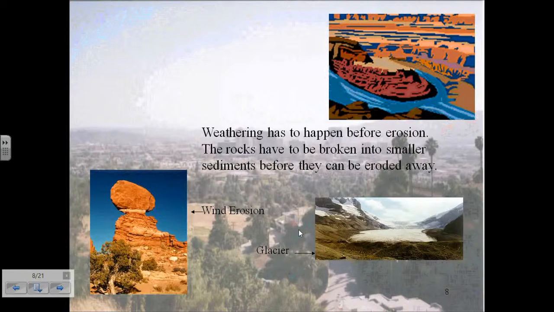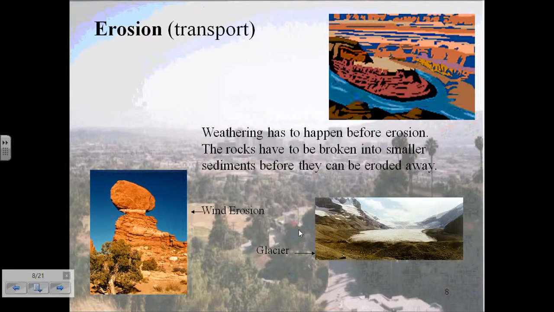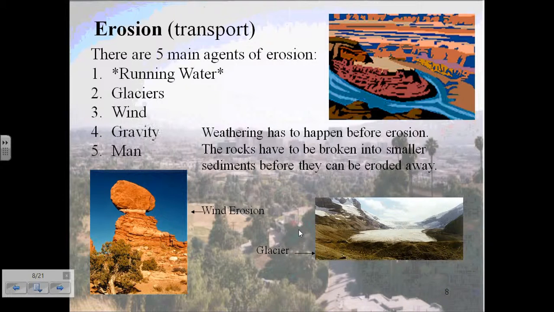After weathering occurs, you tend to see a process called erosion. As I highlighted, the key word with erosion is transport. With erosion, it carries the materials to some other kind of location. Weathering has to happen before the erosion. The rocks have to be broken into smaller sediments before they can be eroded. Classic examples of erosion are wind erosion or glacier erosion, and we'll talk about those in a little bit more detail.